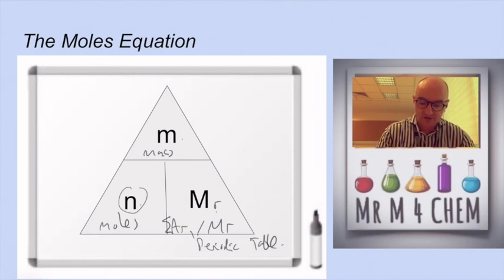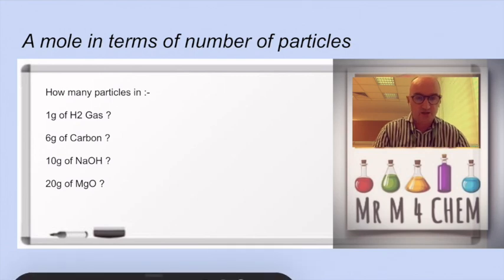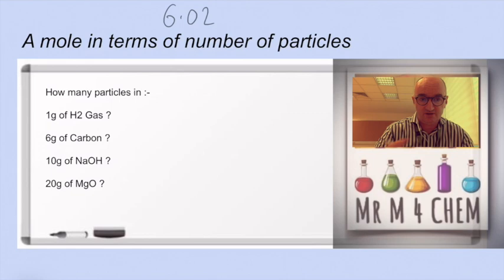Let's have a look. The next thing is number of particles. Now, Avogadro's constant says it's 6.02 by 10 to the 23. You just have to remember that number. It's a huge number, massive number. I'm not doing a presentation on that now. It's just a very big number.